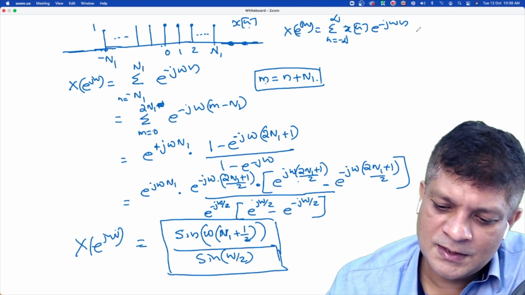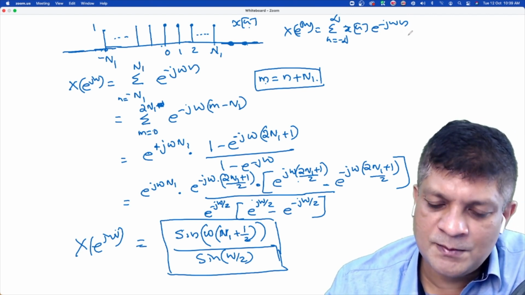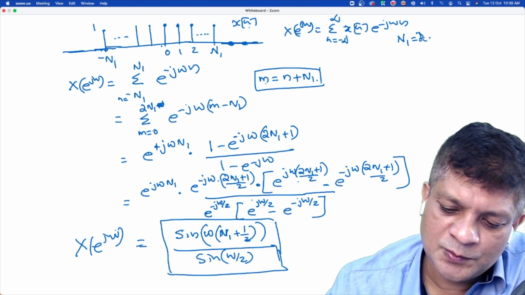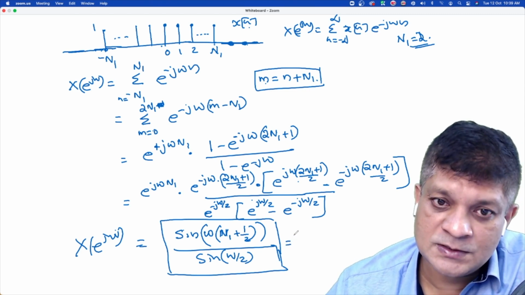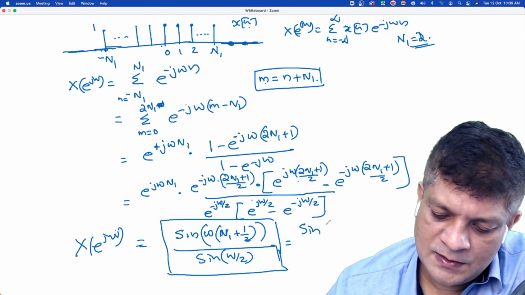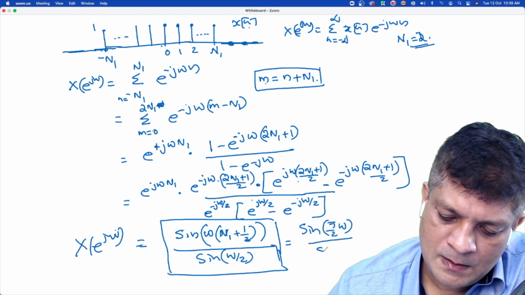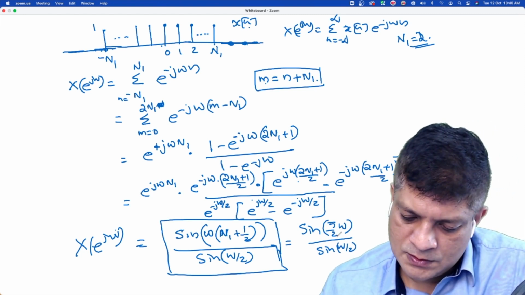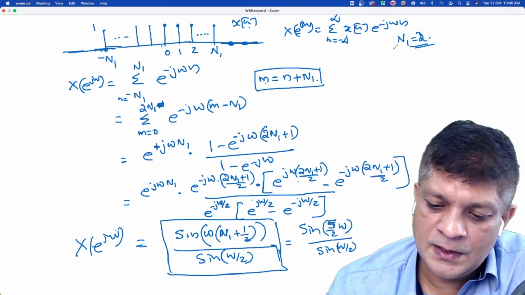Okay, let us take an example. For a particular value of n1, again, this is given in OpenAM. If n1 is 2, then this expression is sine 5 by 2 omega divided by sine omega by 2.